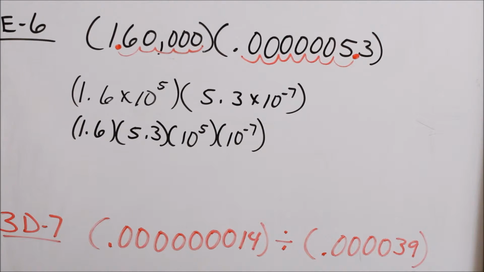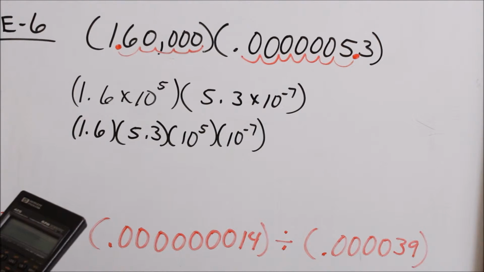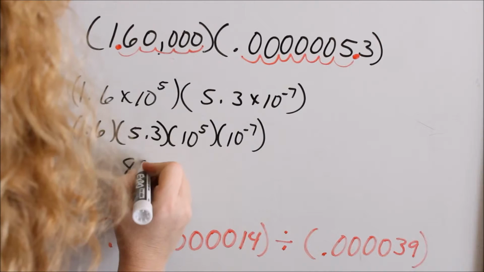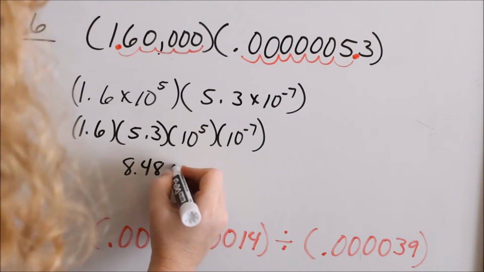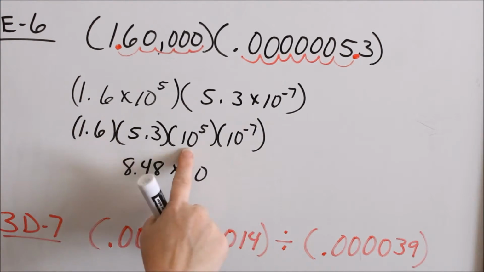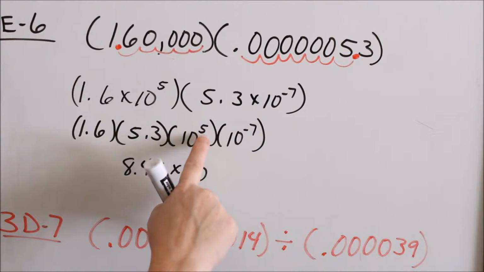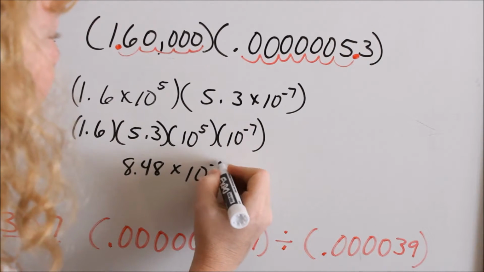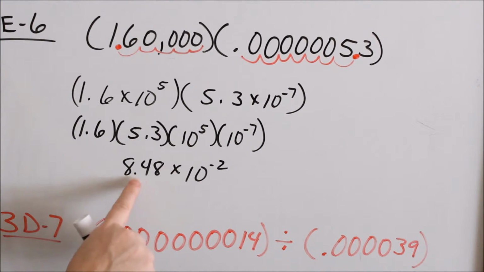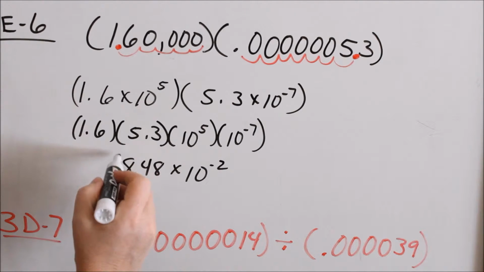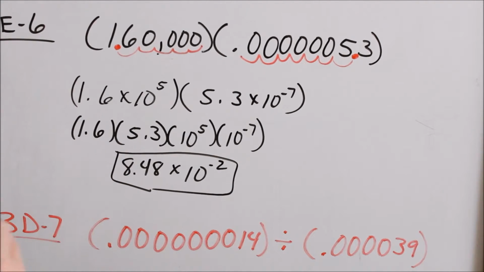Now you can do the 1.6 times 5.3 in your calculator. So 1.6 times 5.3 is 8.48, and then we are multiplying our same bases. We have the same base and we're multiplying, so you add your exponents. 5 adding a negative 7 still leaves a negative 2. When you get to this point, make sure your decimal is after the first digit. Your final answer should be your decimal is after your first digit. And so this is your final answer for that one.